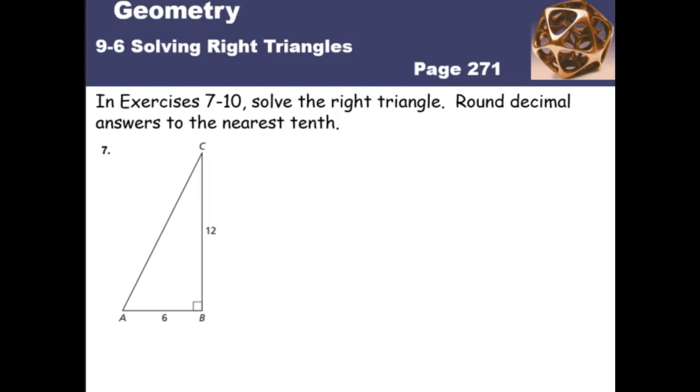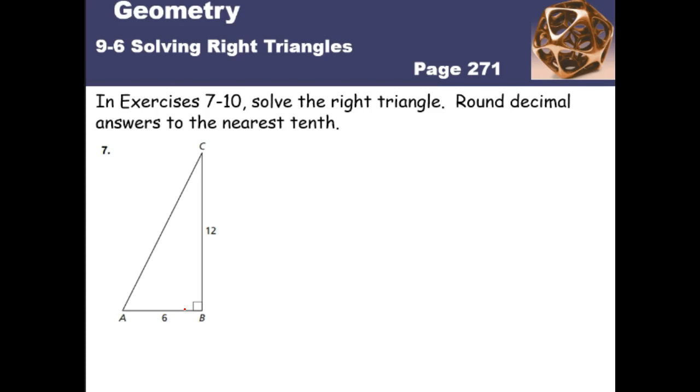Okay, so I'm not sure where we left off, but I'm going to just start through 7 and do the rest of them. So this is page 271 in your journal. If you've already done this problem, just skip ahead. I know in some of my classes we've done it, but not in all of them. So I need a pen.